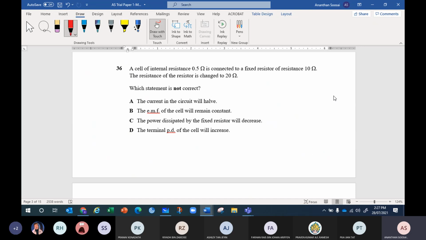A cell of electricity, a cell of internal resistance 0.5 ohm, is connected to a fixed resistor of 10 ohm. The resistance of the resistor is changed to 20 ohm. Which statement is not correct?